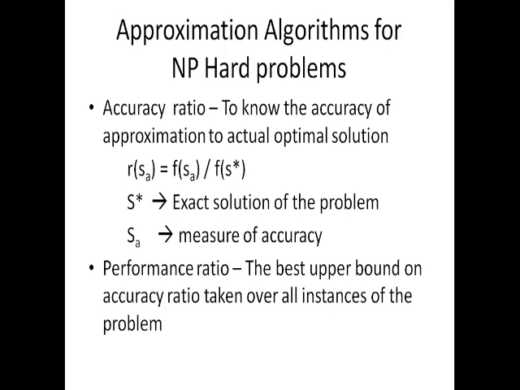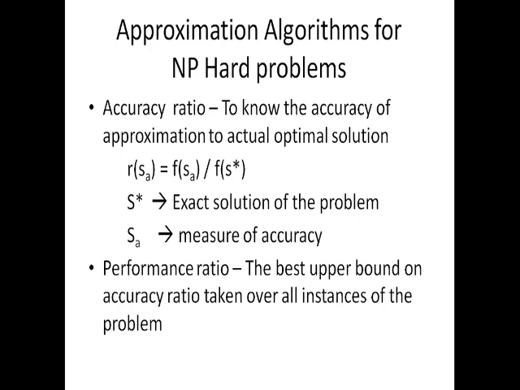Here the formula for calculating the accuracy ratio is f of SA divided by f of S star. S star is the exact solution for the problem. That can be found by any method. SA is the approximate solution, the measure of accuracy. Here the performance ratio is calculated. It is the best upper bound on the accuracy ratio taken over all instances of the problem.